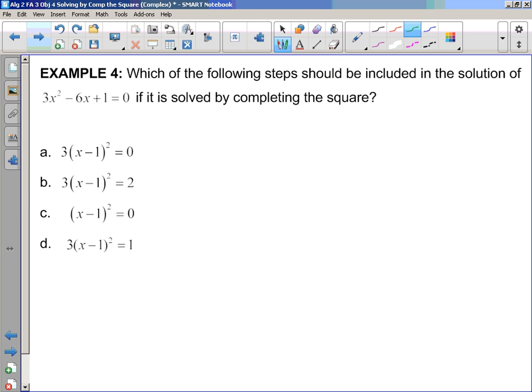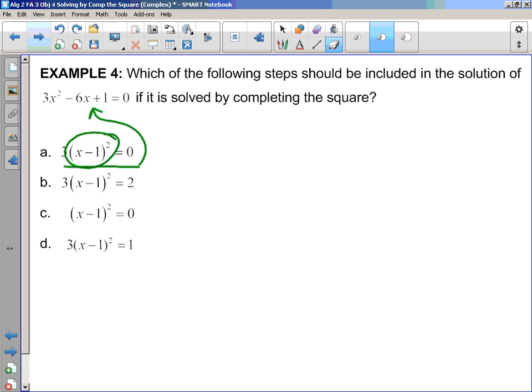Which of the following steps should be included in the solution of 3x squared minus 6x plus 1 equals 0 if it is solved by completing the square? So there's a couple of ways I can think about this. You can work backwards, where you look at each of these, and I could kind of, in a sense, multiply it out and see if I can match it with the original equation. That's one option. Or I can solve by completing the square and see if I can get at any point it to match up with my options.